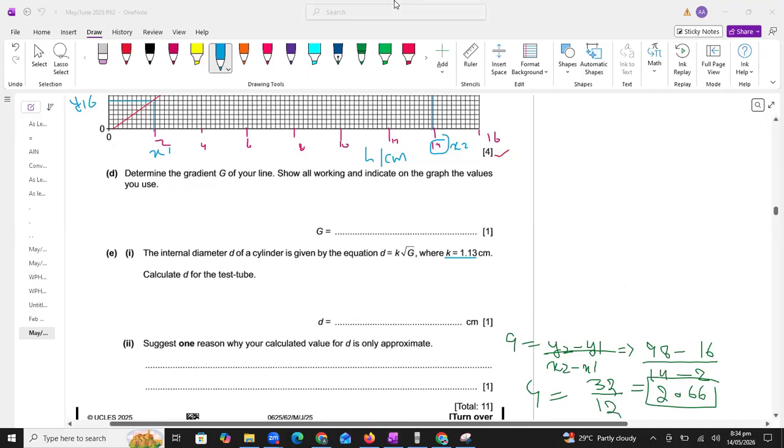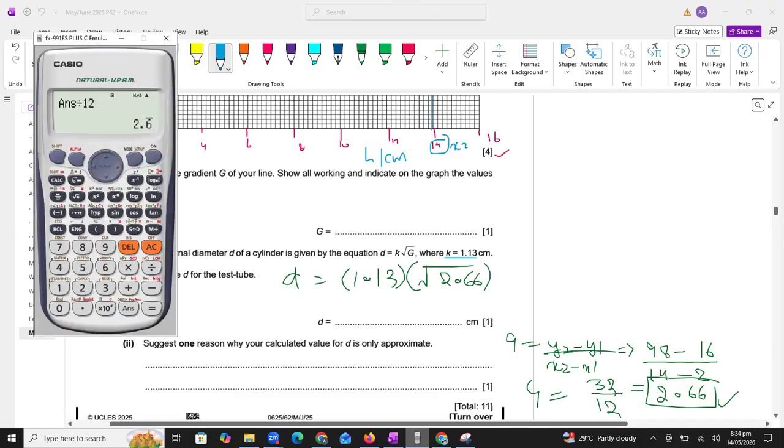And what is d, students? D is the internal diameter of the test tube. So how should I do the calculation? D is equals to k is 1.13, then square root of g. G is the gradient and its value is 2.66. So now just we have to do the simple calculation, students. All right, we have to take the square root of 2.66.